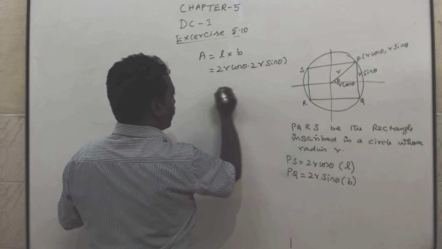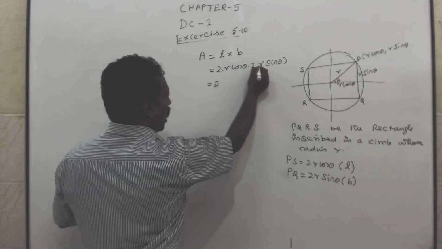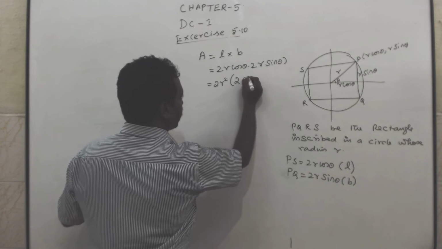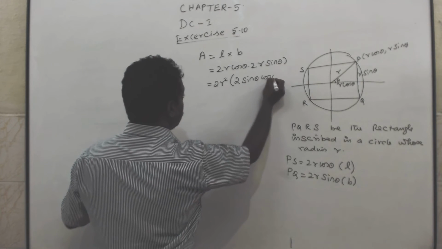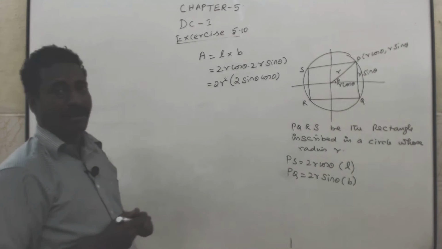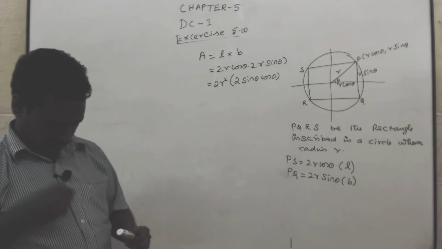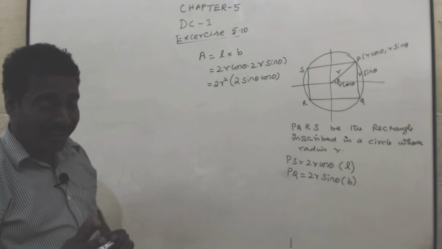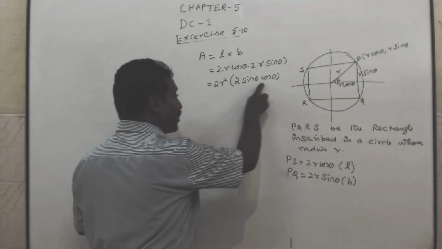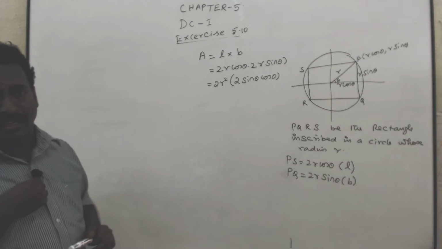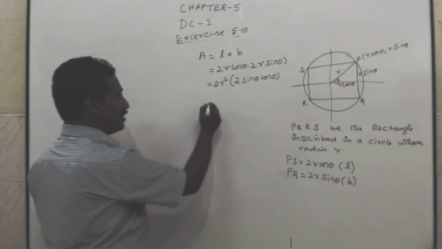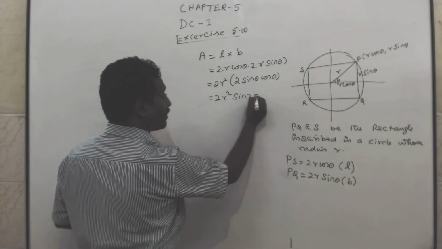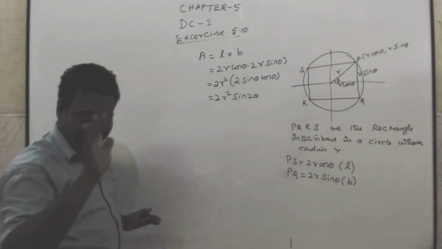For adjustment, 2r into r square remaining 2 sin theta cos theta. I didn't put 2 into 2 as 4, because we have the formula for 2 sin theta cos theta, that is 2r square sin 2 theta. That's why I keep that 2 as it is.